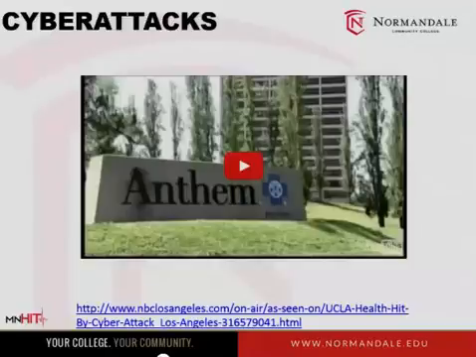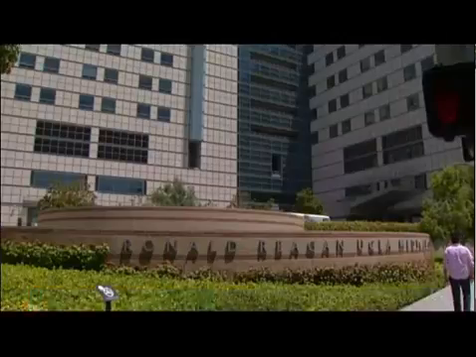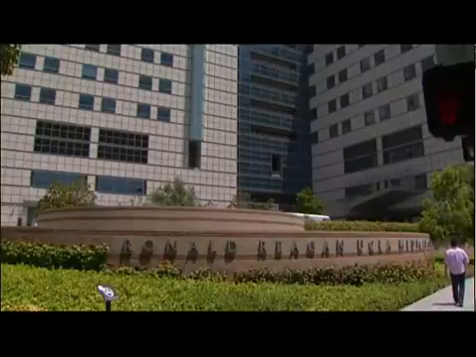We are woefully unprepared. We are woefully unprepared. Apparently, so is UCLA, which says as many as 4.5 million people may have had their personal information stolen. Things like names, addresses, social security numbers, and medical IDs.